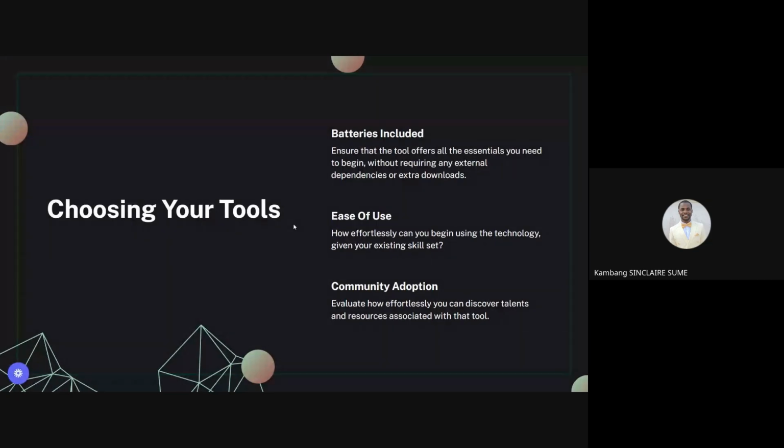How do you then choose your tools? Because choosing your tools is also important. This is another place I've seen developers make a lot of mistakes, which in the long run, some of them still resort to technical debt. When choosing your tool, the first thing I'll tell you is ensure that the tool offers all the essentials you need to begin with, without necessarily needing some external dependencies. In software engineering terms, we say batteries included.